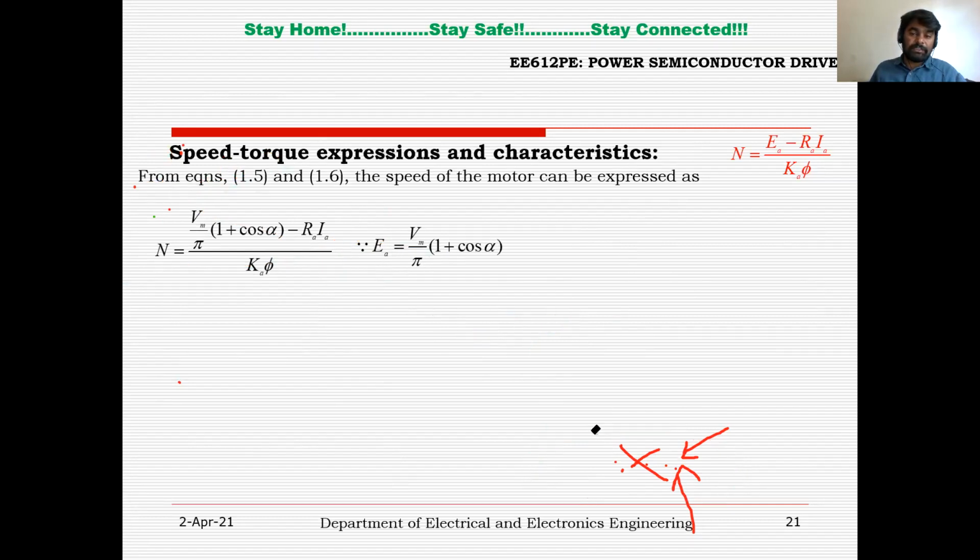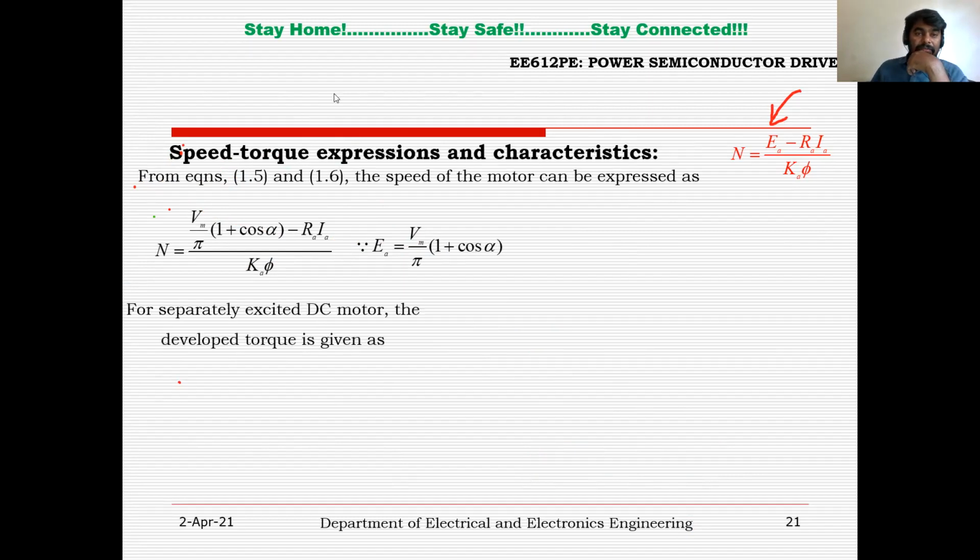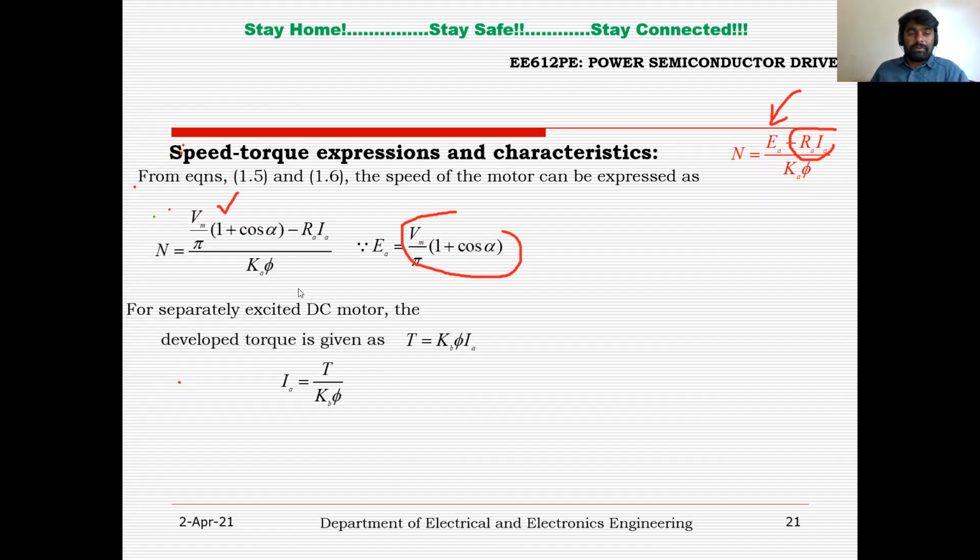So now this is the speed expression, which is EA minus IA RA divided by KFI, where EA is the armature voltage of a separately excited DC motor. So now instead of EA, I can substitute Vm by pi cos alpha. The same thing you can see here: Vm by pi (1 plus cos alpha) minus IA RA divided by KFI, right? For a separately excited DC motor, the flux is constant.